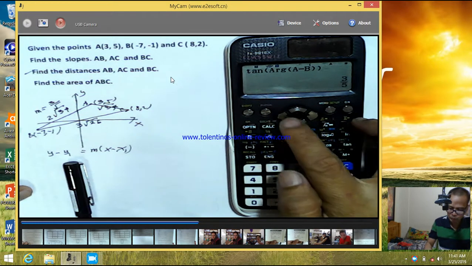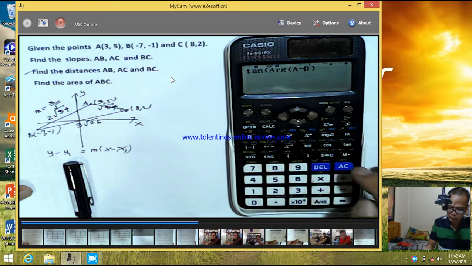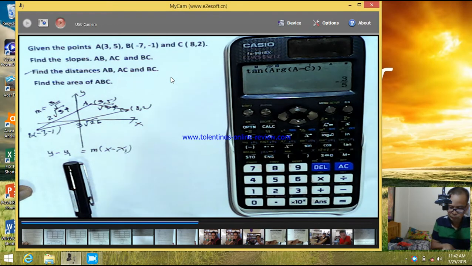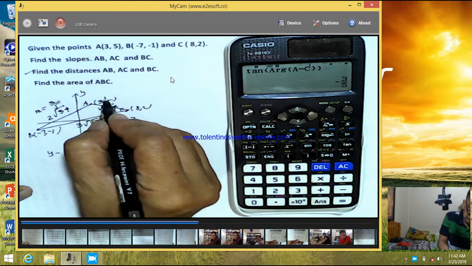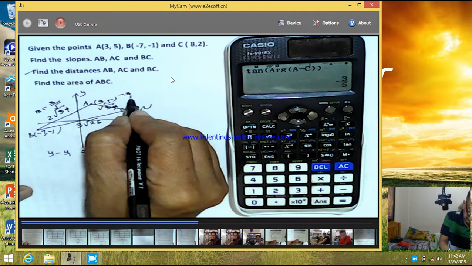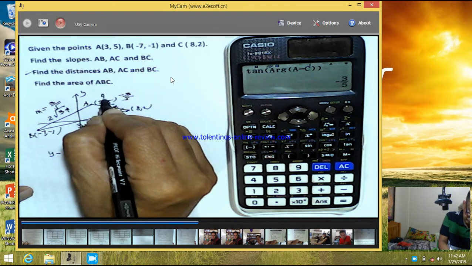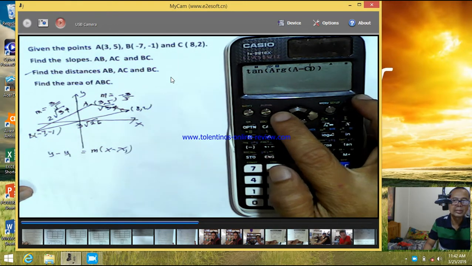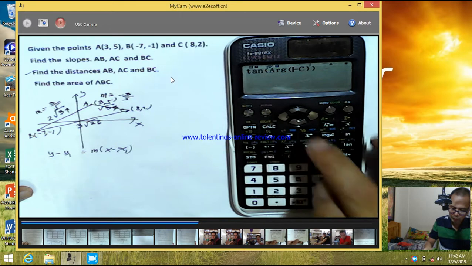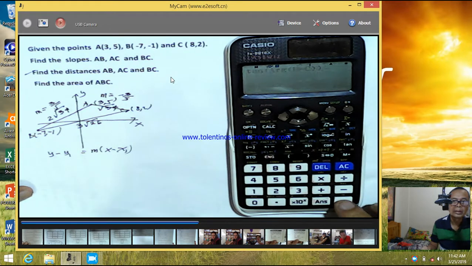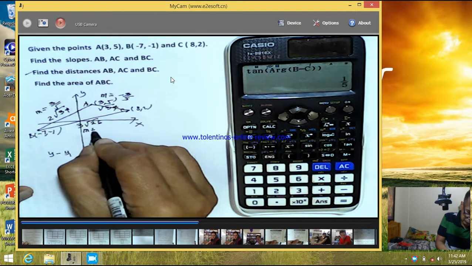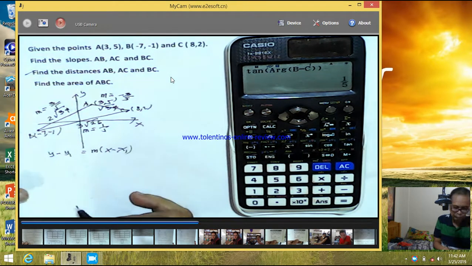Now, what about the slope of AC? Just edit that. That is negative 3 over 5. And then what about BC? Just edit this, that's B. That gives you 1 over 5. So the slope here is 1 over 5.